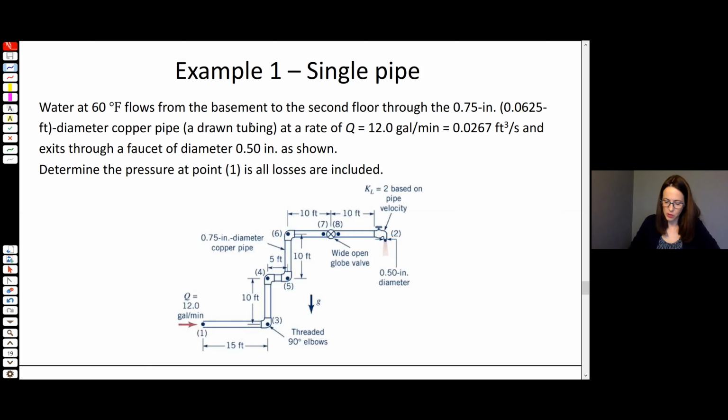And we need to determine the pressure at point 1 down here in the basement. So we've got 15 feet here, 10 feet here, 5 feet, 10 feet, and then 20 feet. So we're going to be accumulating major friction losses along all those lengths of pipe. And then we've got minor losses associated with each of these bends, all 4 bends, this valve, and the faucet.